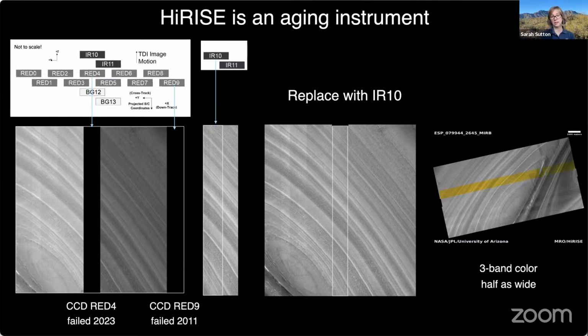And as I said, IR is close enough to the red so that the terrain quality is very similar. It's essentially the same. So that's kind of a relief that we didn't lose a different CCD that we couldn't replace with something else. But we kind of know this is inevitable. So we may see HiRISE images shrink to about half their size in the coming years.